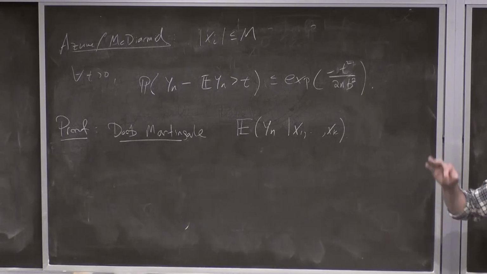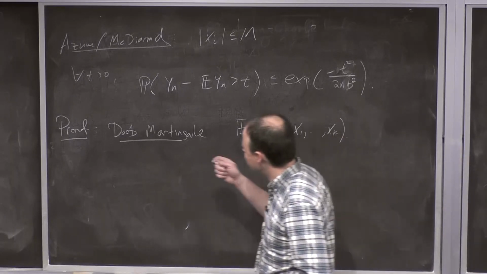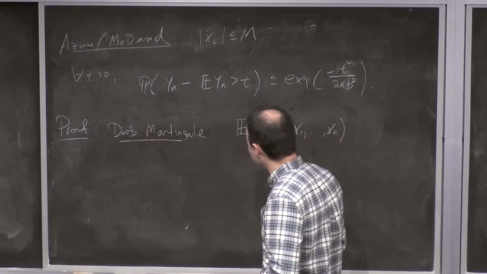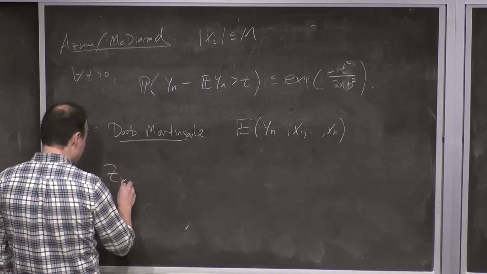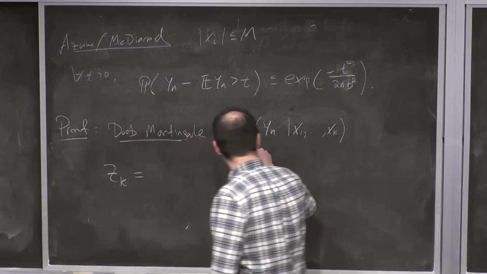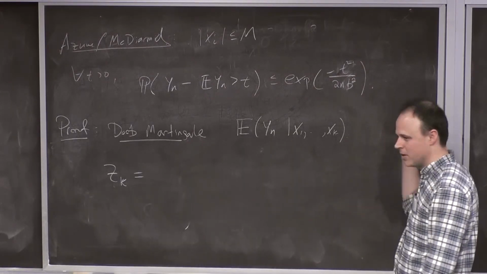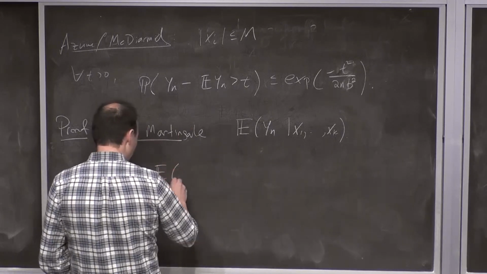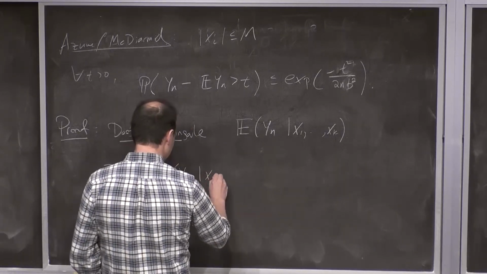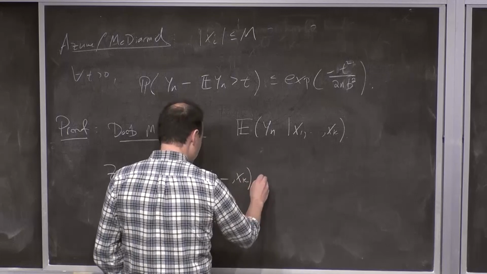So let's go through the proof, which is basically the proof of Azuma for this Martingale. So you look at the Martingale difference sequence. Okay, so this is the difference between this conditional expectation and the previous one for k minus 1. And let me just say maybe a word about conditional expectation in case you have not seen this before.